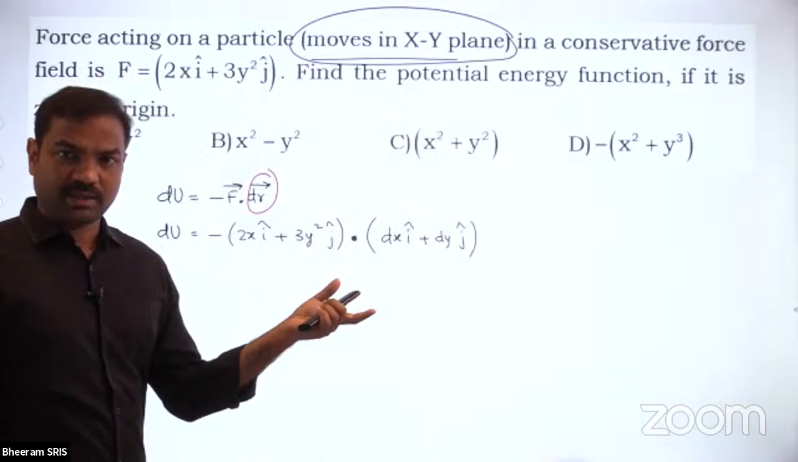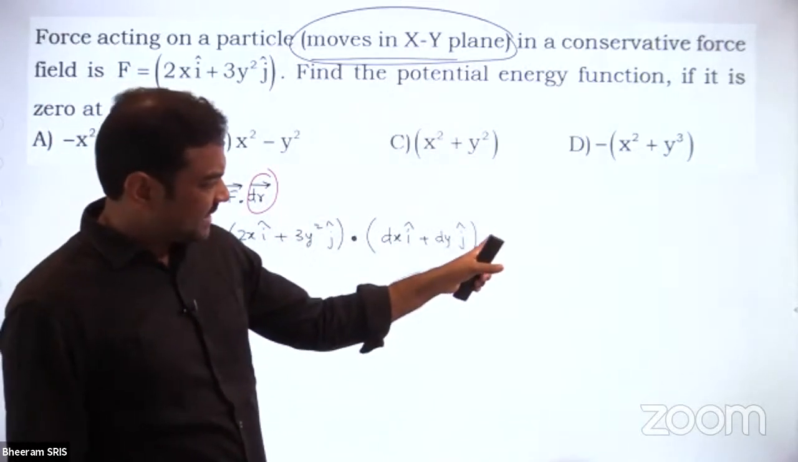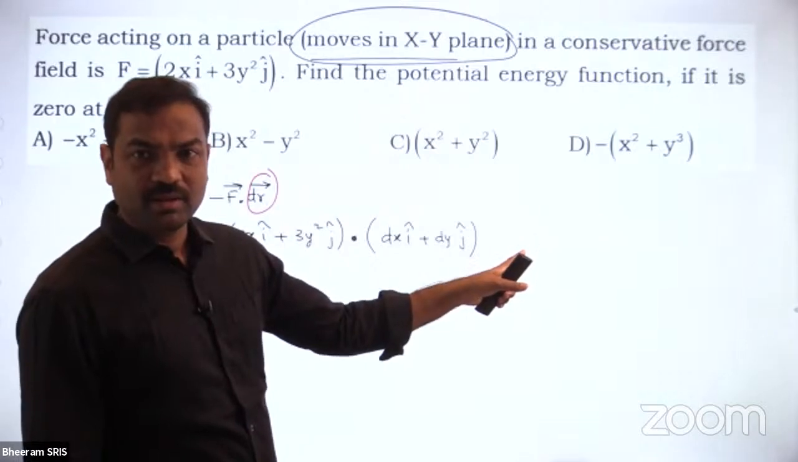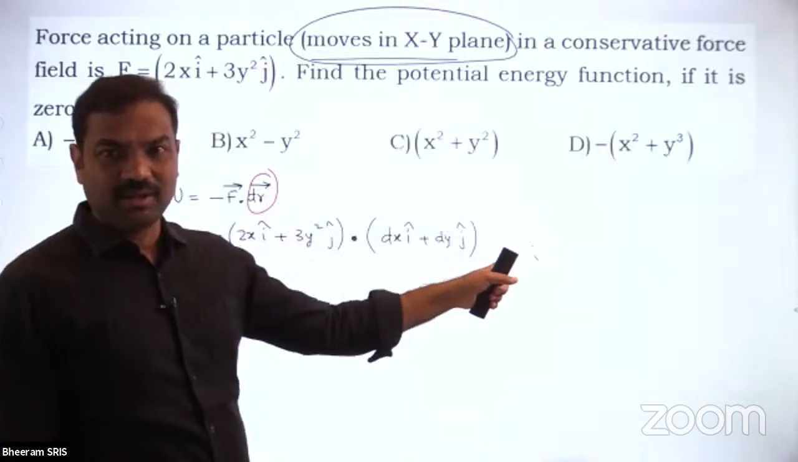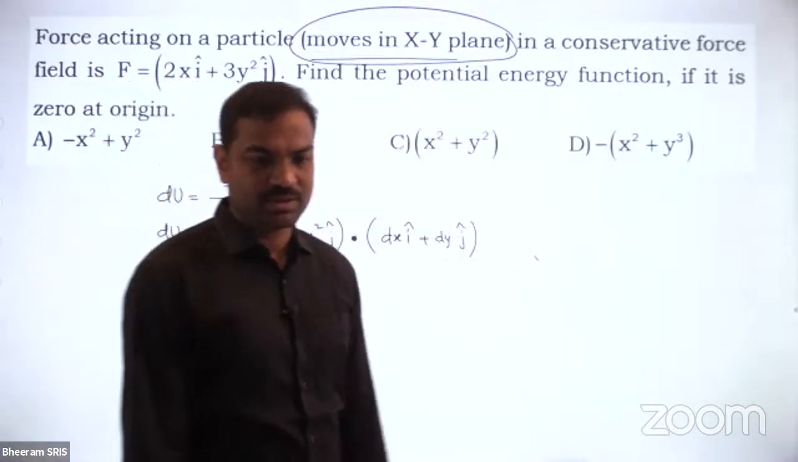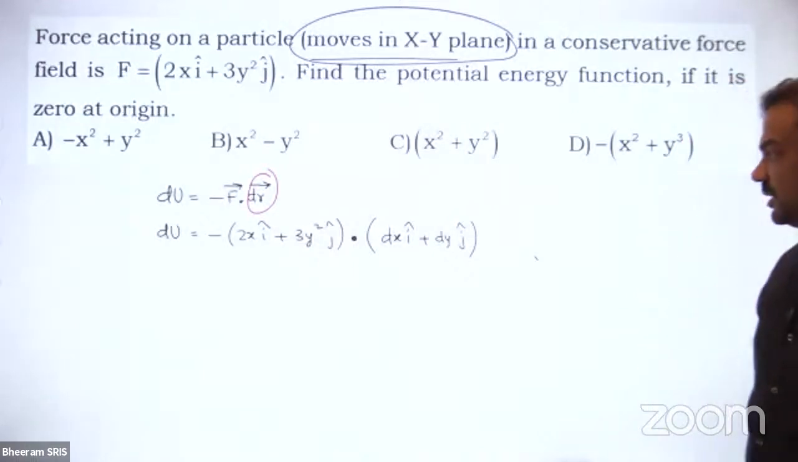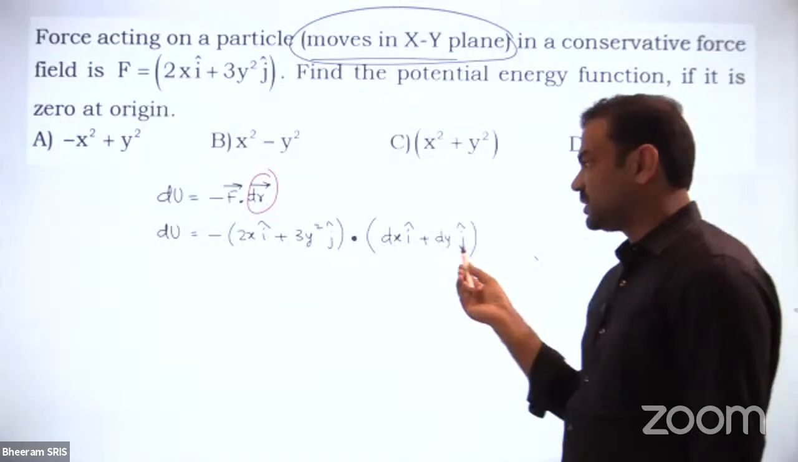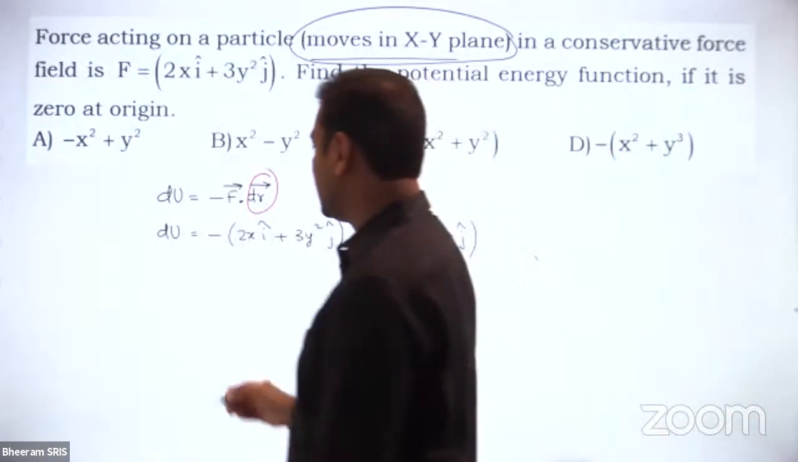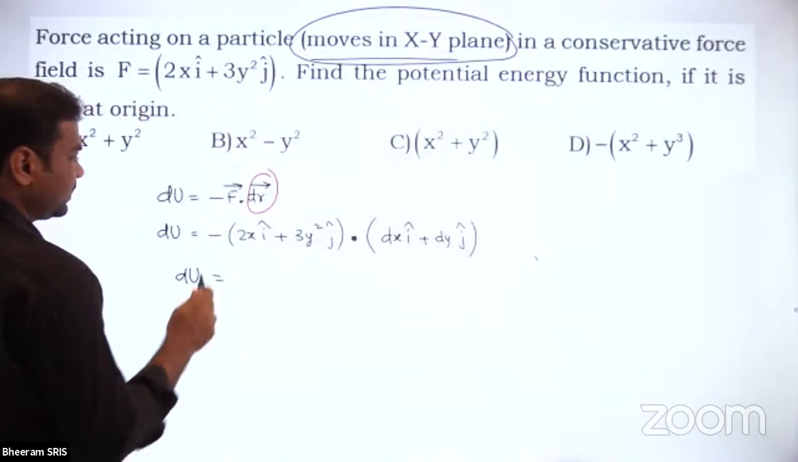So according to the context, you can change, or else here also you can take plus dz k cap, that automatically goes to 0. Even if you are taking the dz k cap, there is no use. That goes to 0. All of you understood this thing? How I am taking the small displacement vector? Small displacement along the x, small displacement along the y. Then tell me what is the dU value I can write down?